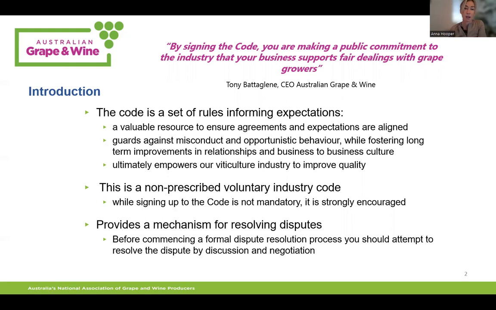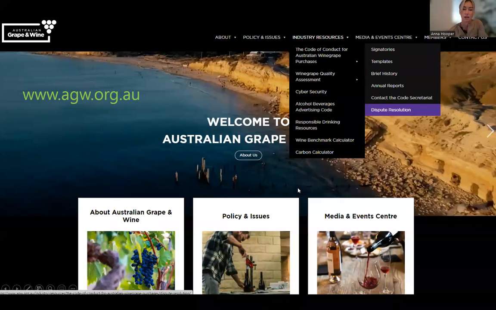So here we go. Before commencing a formal dispute resolution, it's important that senior representatives from each party, i.e. the grape grower and the winery, attempt first to resolve the dispute by discussion and negotiation in good faith. If this has not been able to lead to a resolution, you can find the process that should be followed on our website, and I'm about to run through that.